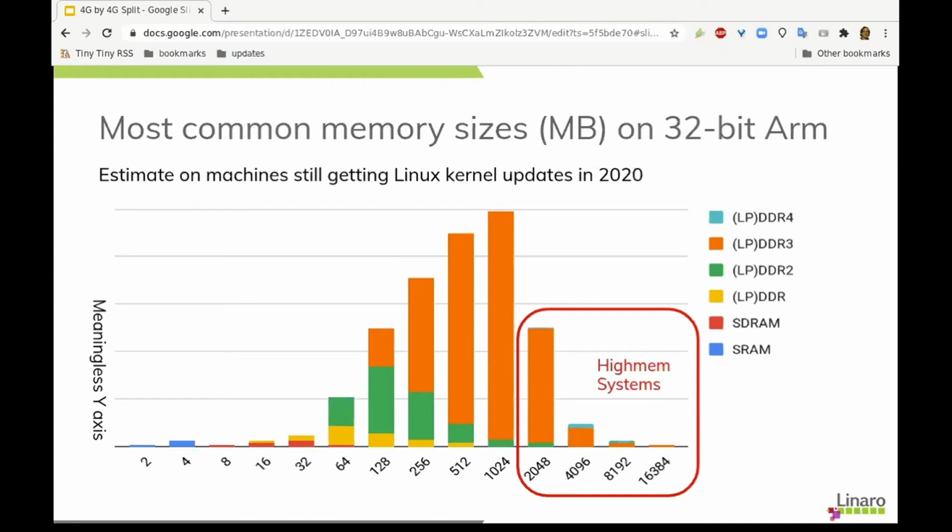The 1 gigabyte case is extremely popular. The 2 gigabyte case is not quite as popular because a lot of the machines with 2 gigabytes and more are already running 64-bit kernels. In that case, we don't have a problem here. And this is actually a trend that I expect to continue, just because at 2 gigabytes, it's often cheaper to get a 64-bit system with LPDDR4 memory than have a 32-bit system with DDR3 memory and have 4 chips at the same time.